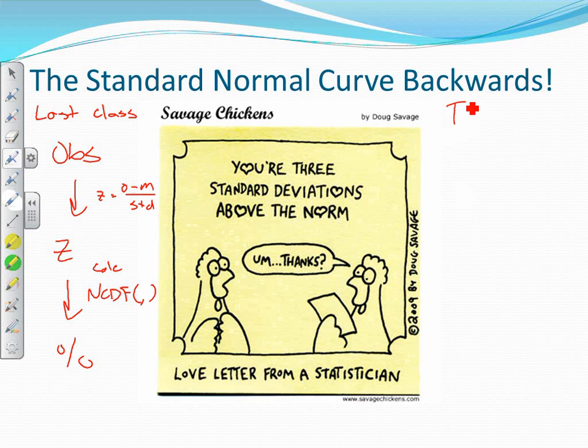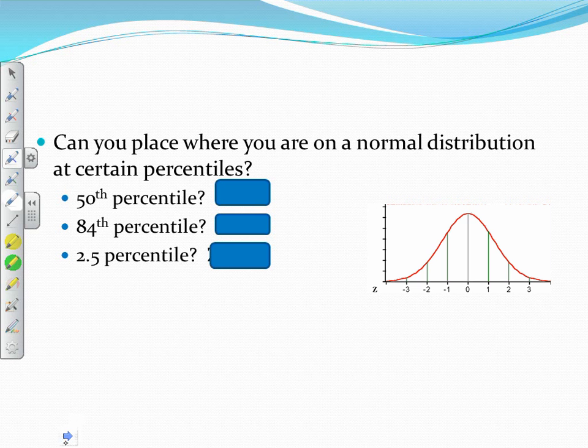Next, today, we're going to go from our percent. We're going to turn our percent into a z-score, and we're going to turn our z-score into an observation. Okay? And we will work through one step at a time.